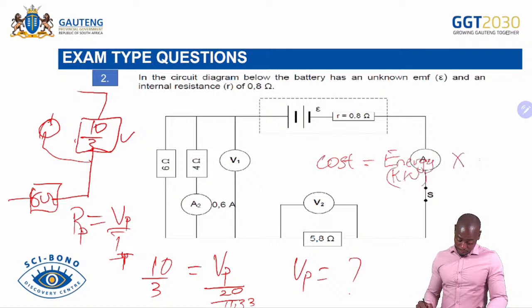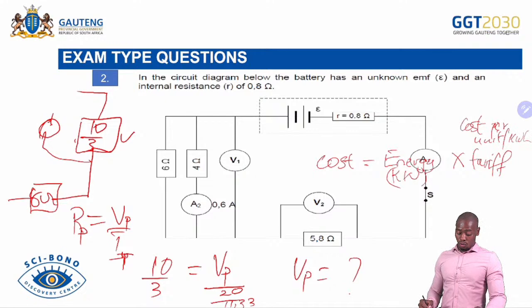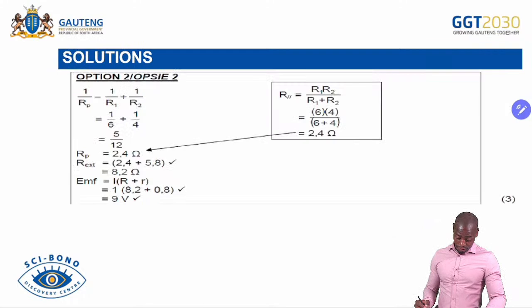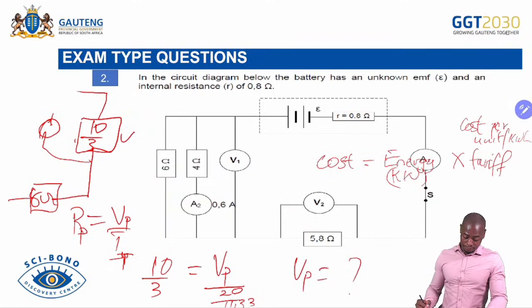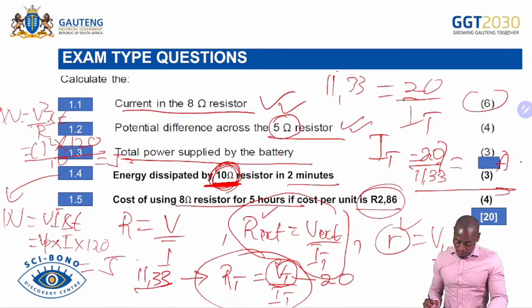Energy in kilowatt hour multiplied by what? The tariff, or this is just cost per unit, or cost per kilowatt hour, right? So you have cost per kilowatt hour. The cost per kilowatt hour is 2.86 rand, right? So it's 2.86. And then you have time in what? In hours.